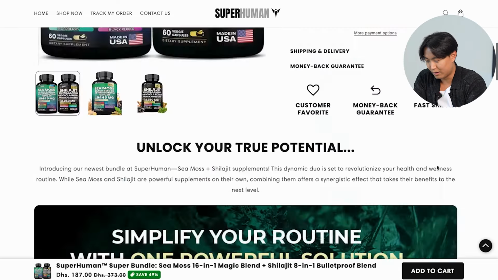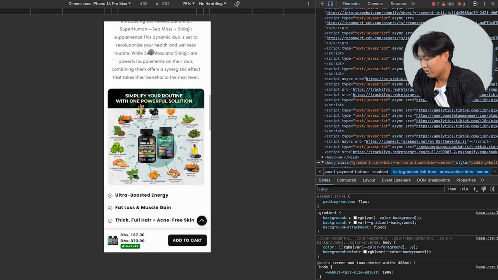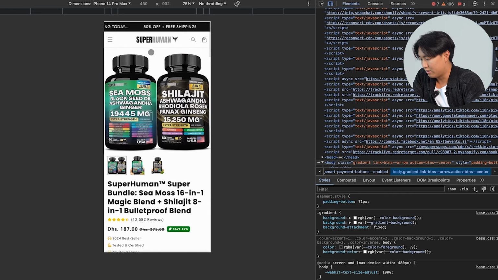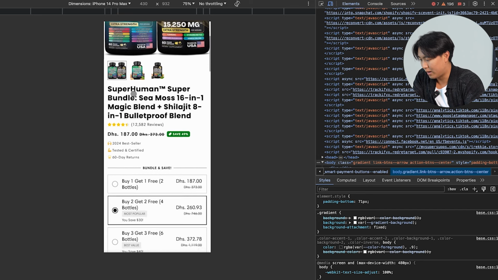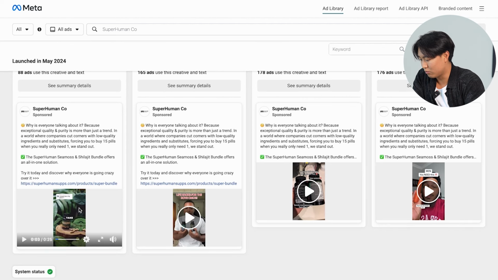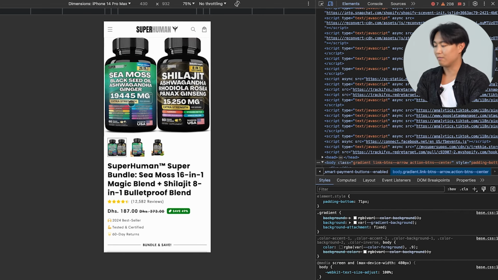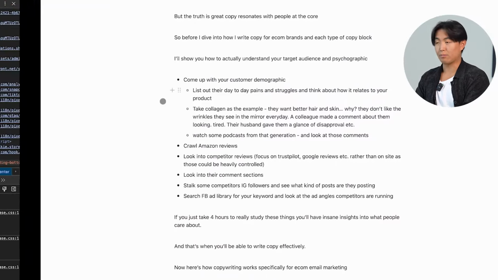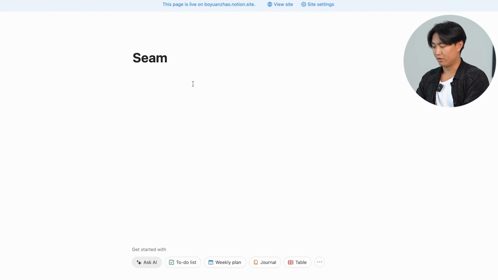Okay, that's fine. They're running some bundles. Okay, cool. So let's pretend I was doing audience research for this type of brand. I can see straight away, if this was one of my clients, Rhodiola rosea. Their whole angle is essentially higher testosterone, obviously because they're selling Shilajit. And then sea moss has a lot of minerals and that kind of stuff to support higher testosterone and better hormonal function.